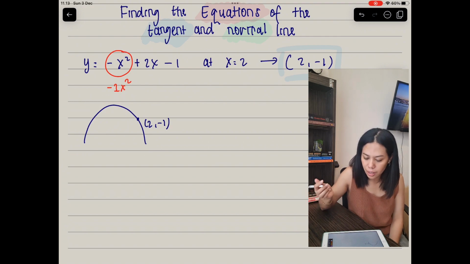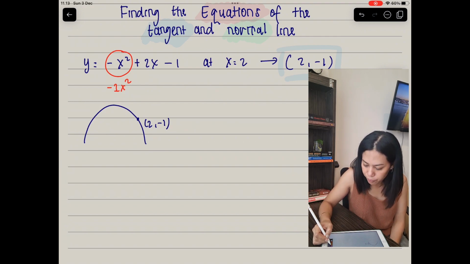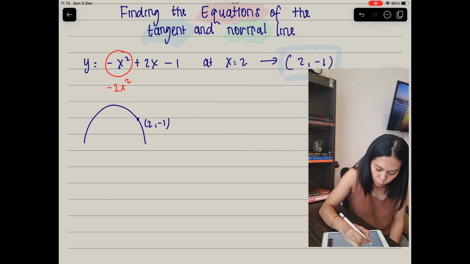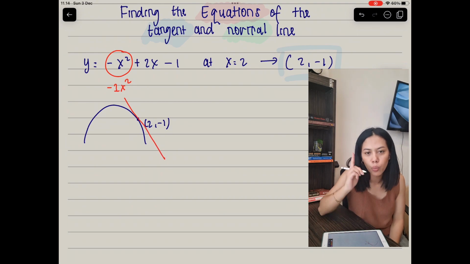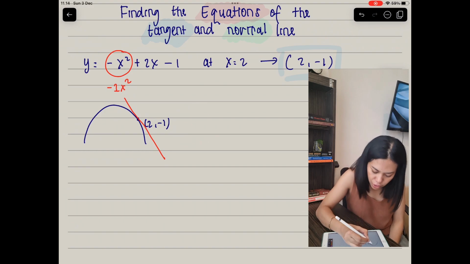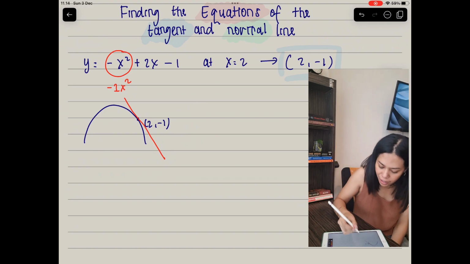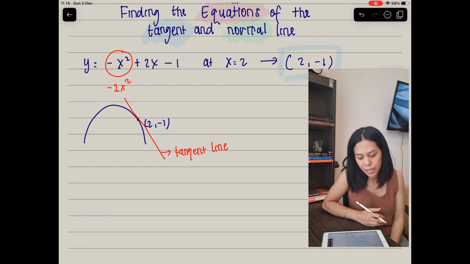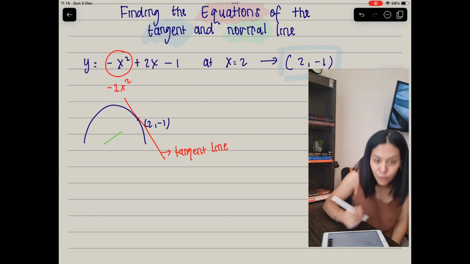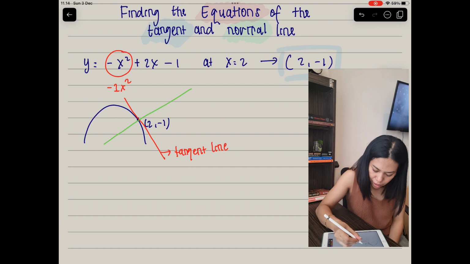So let's see, what does a tangent line look like, yeah? A tangent line is a line that only touches one point of the curve, only one dot on the curve, yeah? Sorry, my line is not straight, but you get the idea. So this is the tangent line, okay? And what is a normal line? A normal line is a line that makes 90 degrees to the tangent line. So I'm going to draw. So this is the normal line. It makes 90 degrees to the tangent line.